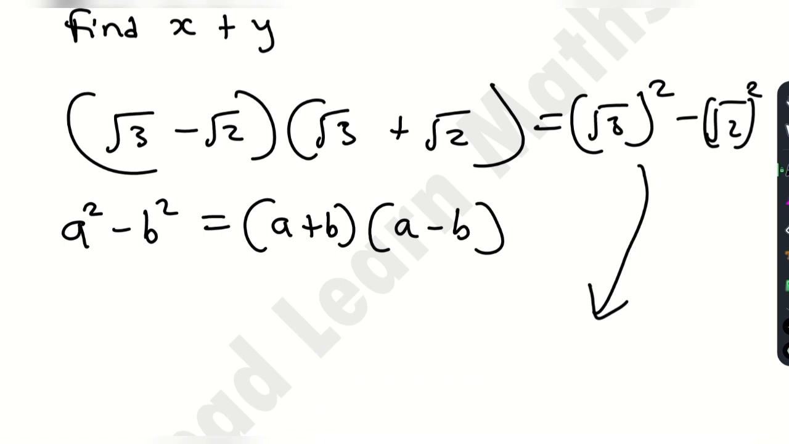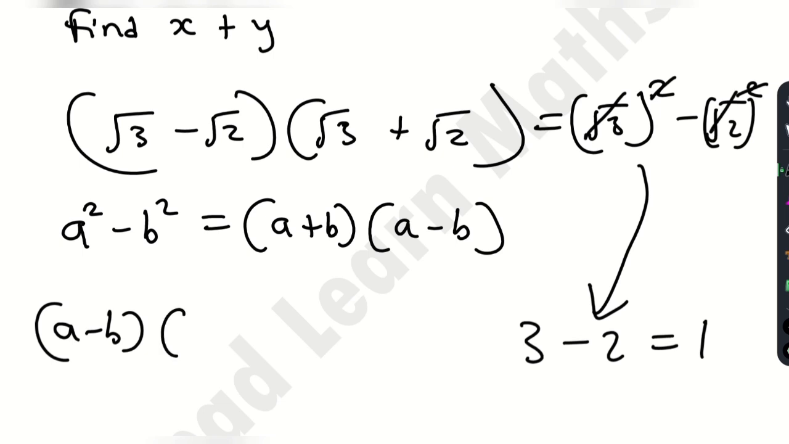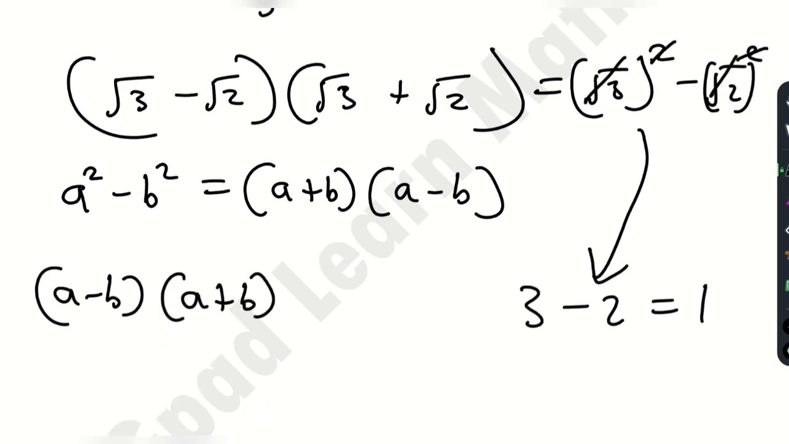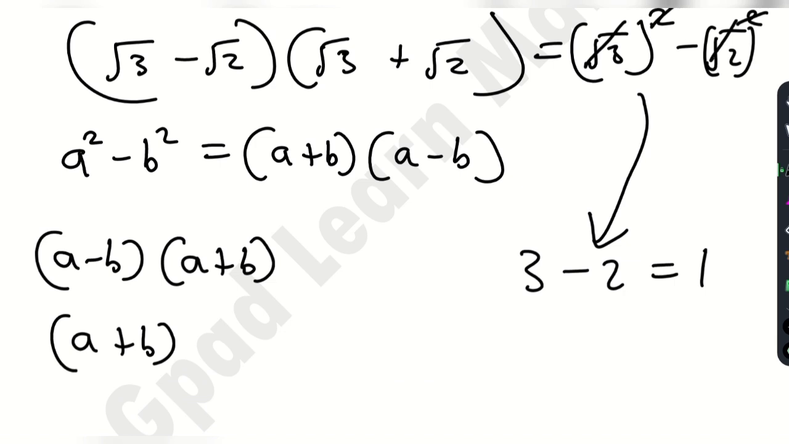Root 3 raised to the power of 2 is what? Root 9, which is 3. Or rather, you can say this square will cancel the square root. So you have 3, then minus. This square will cancel the square root, then you have 2. Can you now see that we have been able to rationalize this by multiplying root 3 minus root 2 by its conjugate? So if you have a minus b, the conjugate of a minus b is what? A plus b. If you have a plus b, the conjugate of a plus b is what? A minus b.